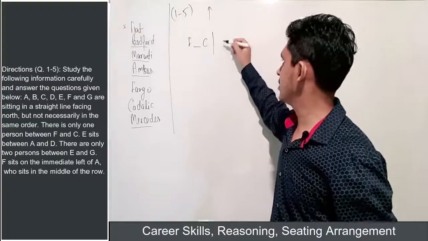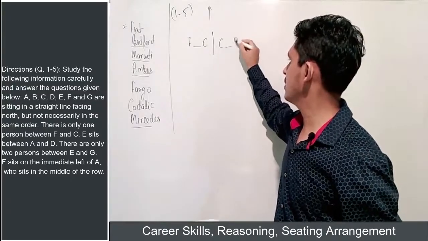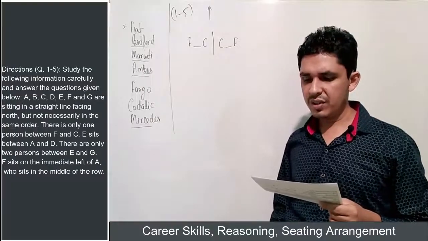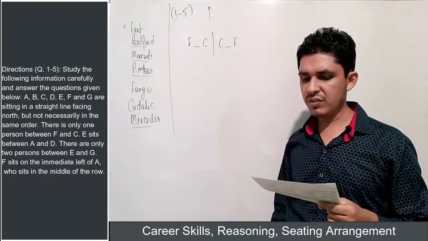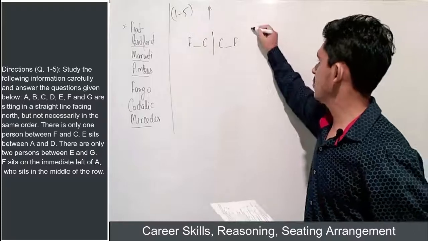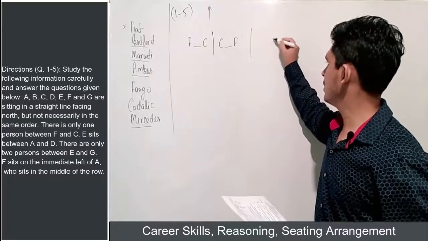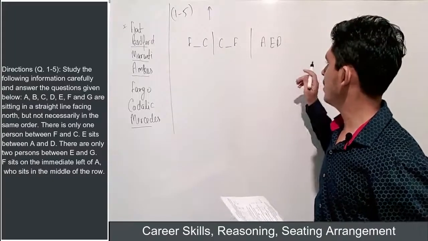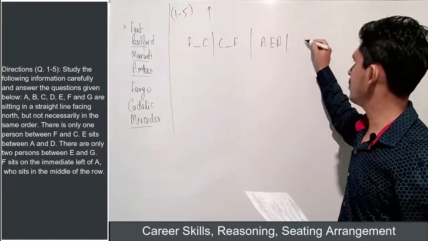So either the arrangement can be this or either the arrangement can be this. Okay. Thereafter he is saying that E sits between A and D. So this must be, E sits between A and D. This should be here or this should be here.